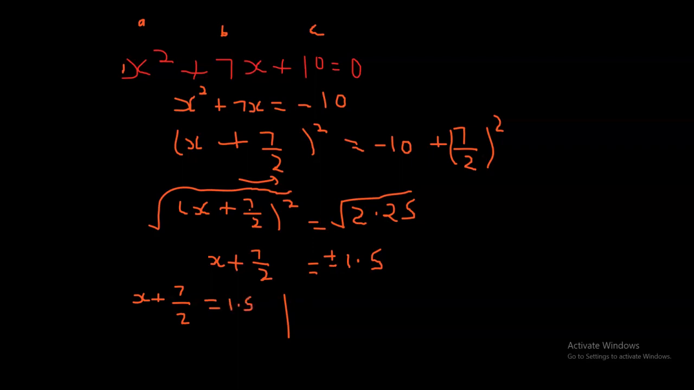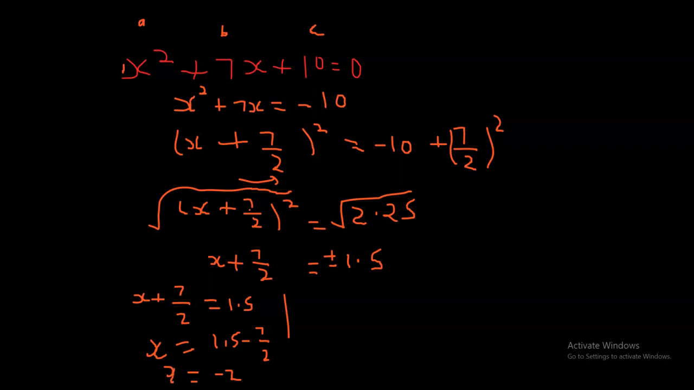Then, we know the aim is to solve for x, meaning the number must go to the other side. So it will be 1.5 minus 7 over 2 as our final answer. Let me quickly do that. That will be 1.5 minus 3.5, which is negative 2. So x will be negative 2 on this side.